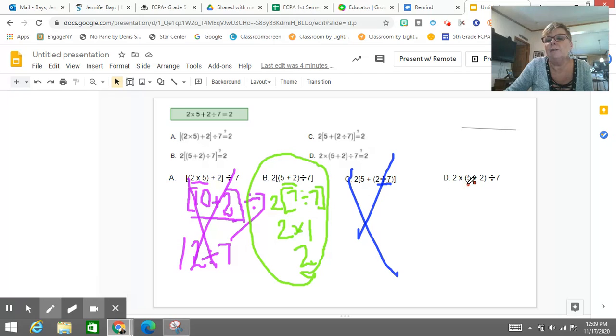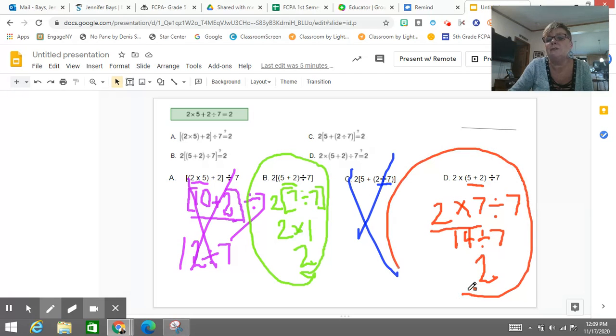I've only got my parentheses here. 2 plus 5 is 7. Now I have 2 times 7 divided by 7. And remember, multiply and divide are equal, so I do the first one first. 2 times 7 is 14. Divided by 7. Ooh, 14 divided by 7 is 2. So this question had 2 possible answers that it could be. So just work each one out and see what works.